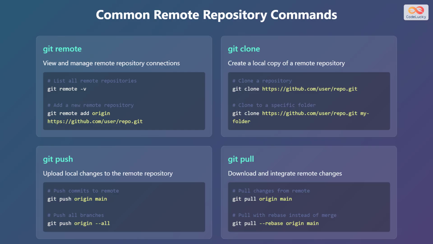The fourth command is git pull, which downloads and integrates remote changes into your local repository. To pull changes from the remote, use the command git pull origin main. This fetches and merges changes from the main branch of the origin remote. If you prefer to use rebase instead of merge, you can use the command git pull --rebase origin main.